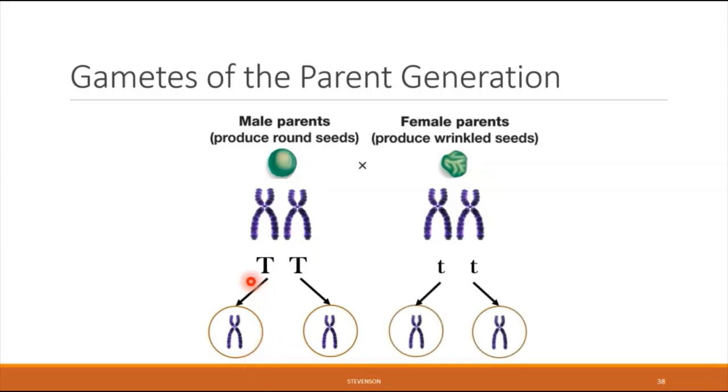Given that they were true breeding and homozygous, every single pollen granule that was found in the male parent was carrying a capital T dominant allele on its chromosome. And given that the female parent had two little t's, every single ovum or egg in the female parent was carrying a chromosome with the recessive little t. That's all these parents have. That's all they can pass down to their offspring. But every pollen and every egg only has one chromosome that has either the capital T or the lowercase t on it.